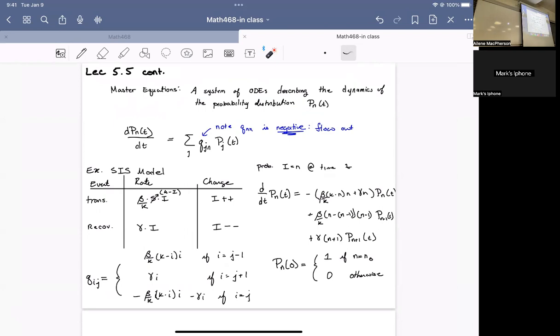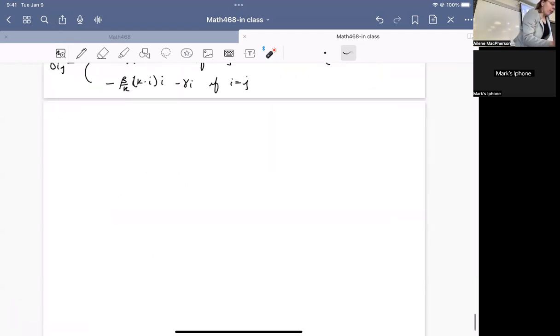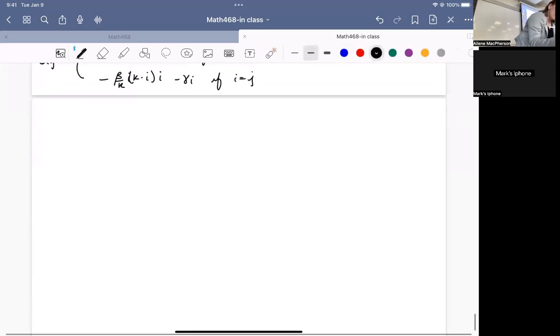All right, so that is the master equation approach. To practice it a little bit more and to illustrate how this can be extended beyond some of these simple stochastic systems, let's consider a little bit more complicated example of the SIR model.